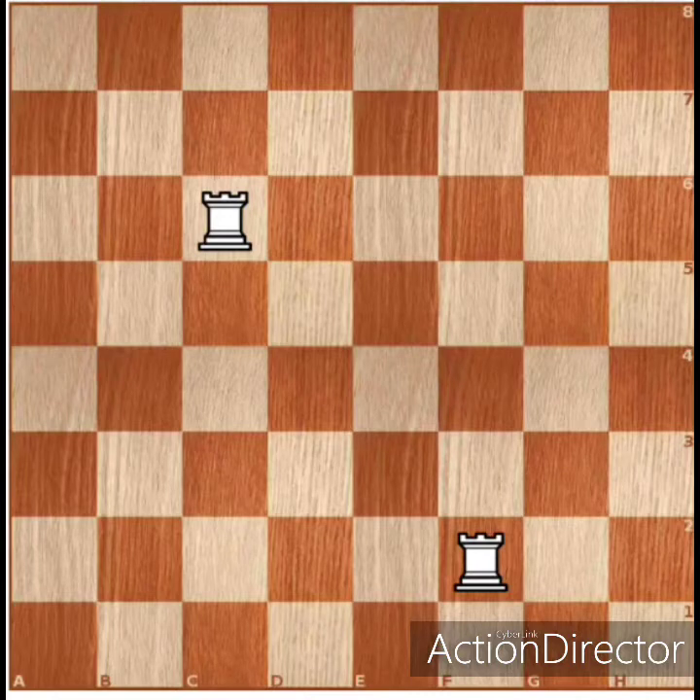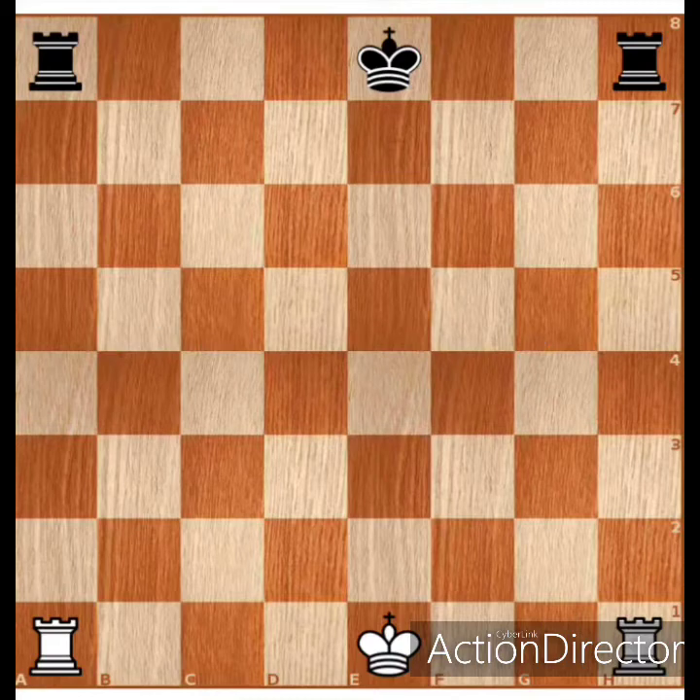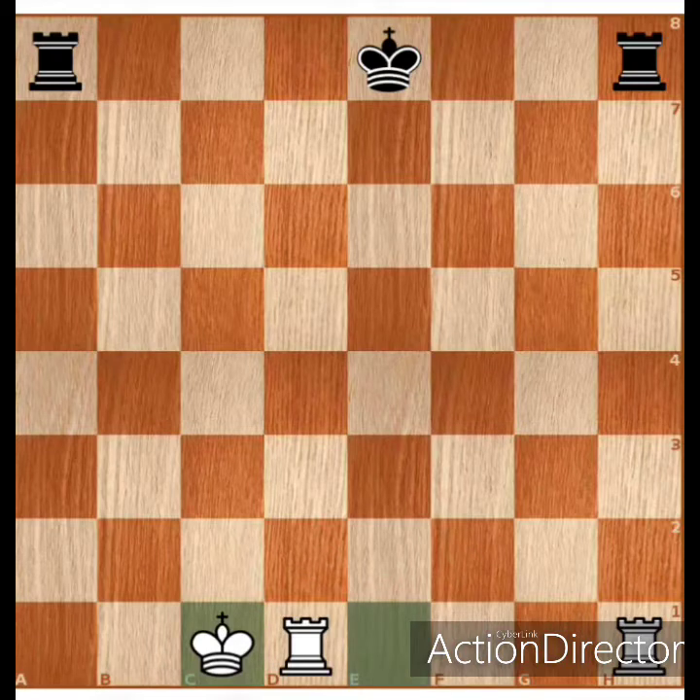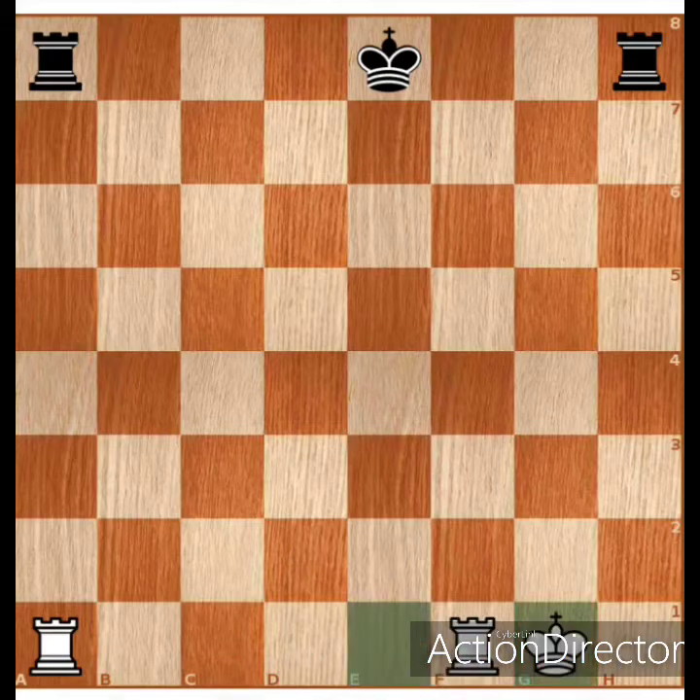Okay, now castle. Castle is a special move which is done by the king and rook. At this position you can see the king hasn't moved, this is the first position where the king doesn't move and the rook doesn't move. Then there are no pieces between the king and rook. So at this position you can castle.